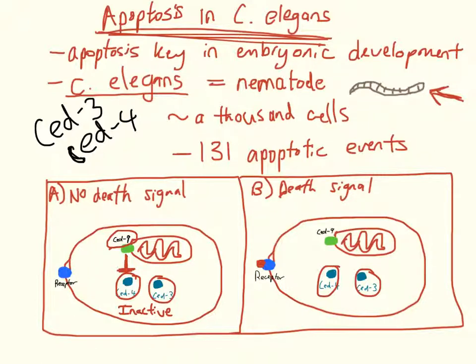However, when a death signaling molecule comes and binds to the receptor, this causes CED9 to be inactivated. And when CED9 is inactivated, it is unable to inactivate CED4. So now CED4 is active. Now CED4 goes and activates CED3, and CED3 is a protease. It goes and cuts a lot of things, and it activates other proteases as well as nucleases. And this leads to a bunch of changes in apoptotic cells, and this leads to cell death.